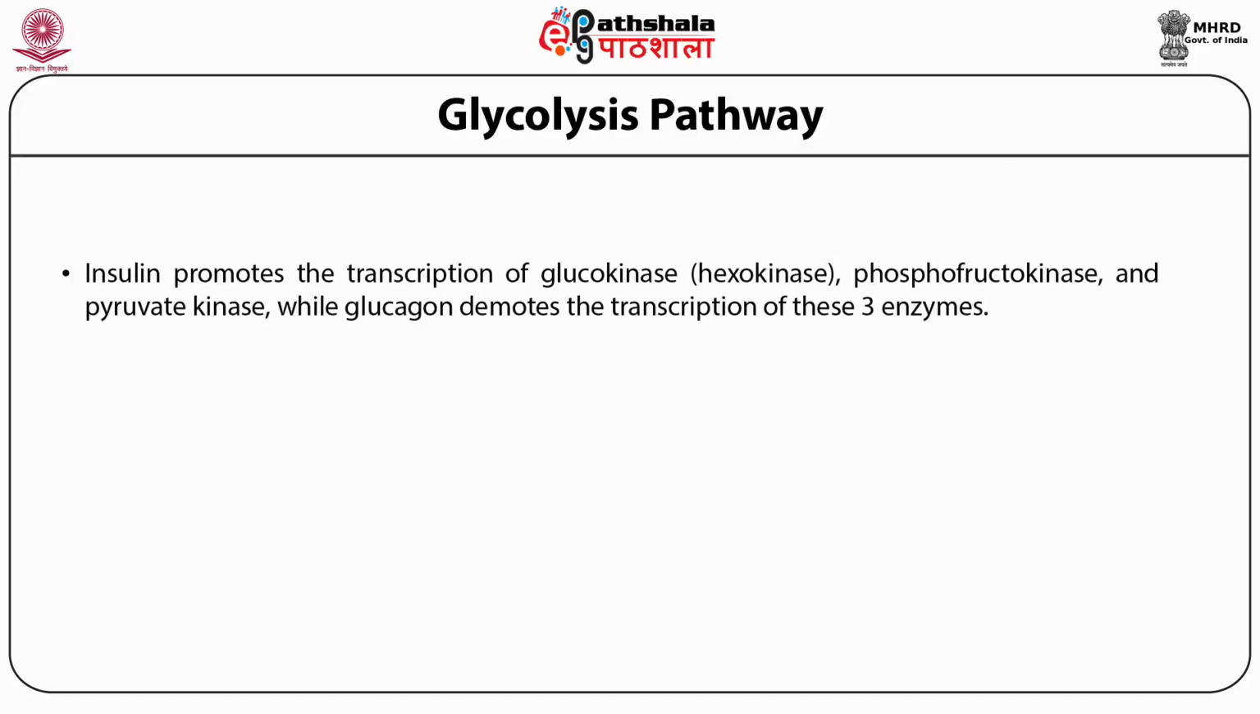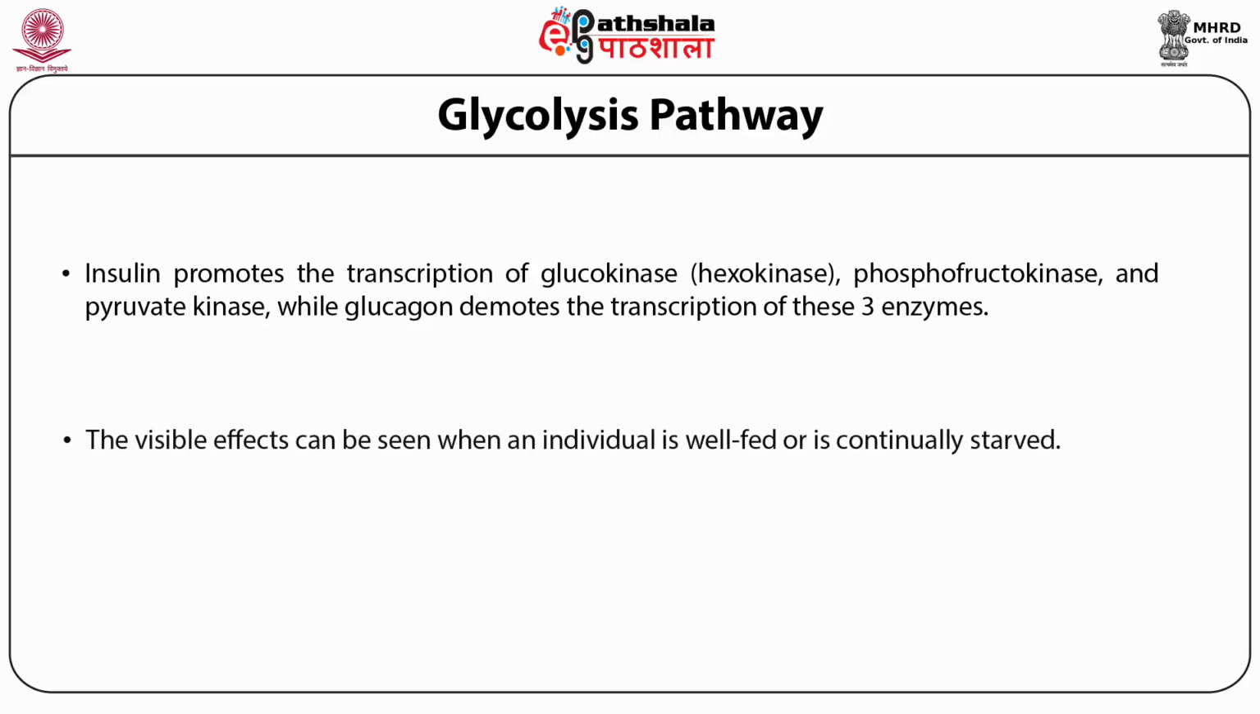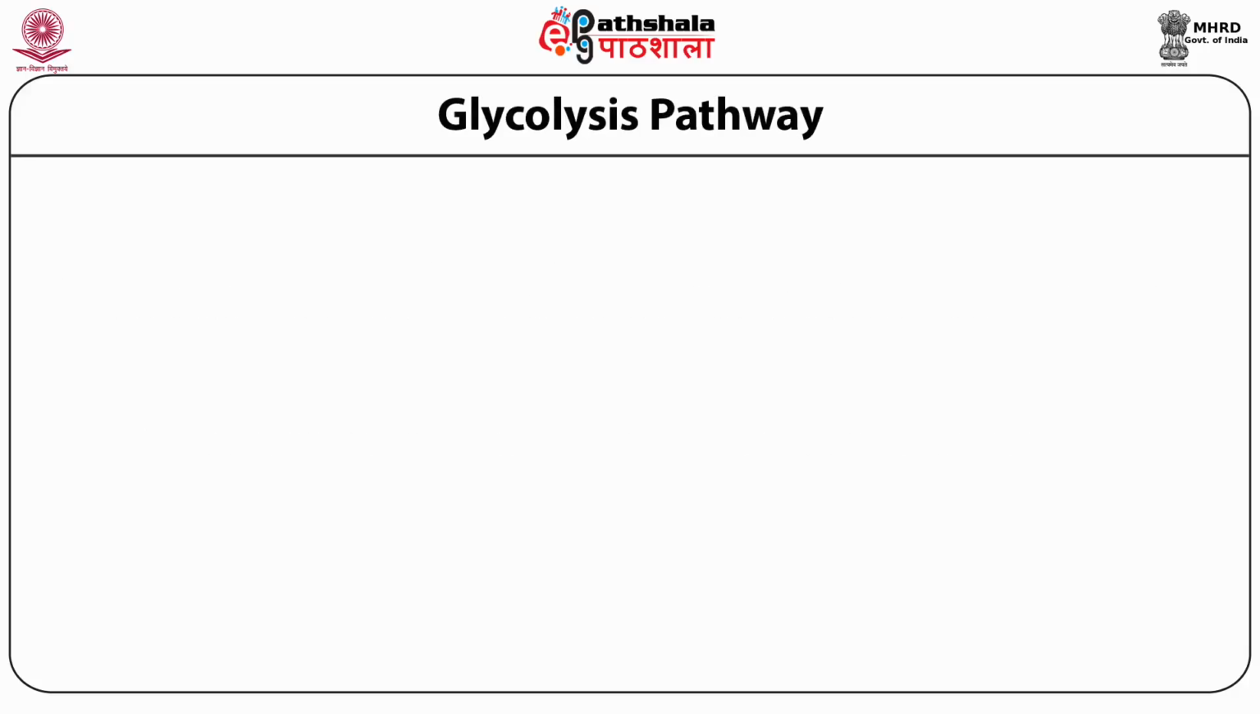Insulin promotes the transcription of glucokinase, that is hexokinase, phosphofructokinase and pyruvate kinase, while glucagon demotes the transcription of these three enzymes. So it is quite clear that both have opposite actions. The visible effects can be seen when an individual is well fed or is continuously starved. So these are the regulatory checkpoints, and these checkpoints are the irreversible reactions.